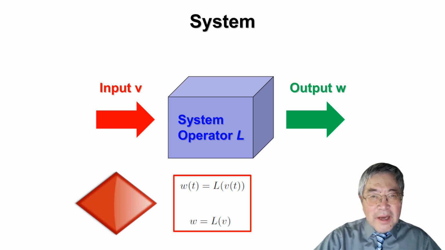Now that we've seen how linear functions provide a simple and practical way to model relationships, let's extend that thinking to systems, because as engineers, that's often how we see the world. In engineering, we use mathematical operators, often written as symbols like L or O, to represent how a system transforms an input into an output. If we feed in an input signal, which we call V, the system applies its operator and produces an output, which we call W. That output shows how the system has modified or processed the input.